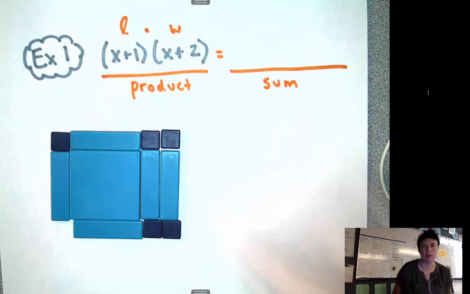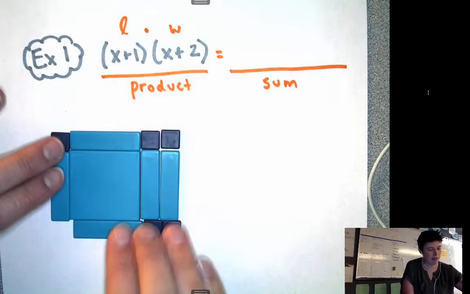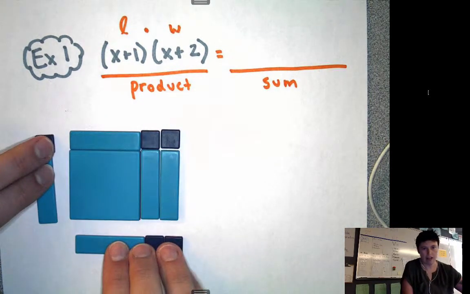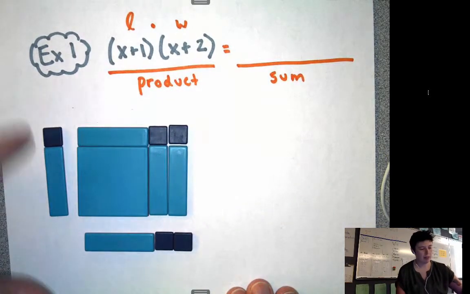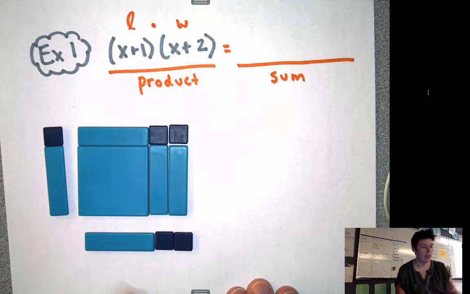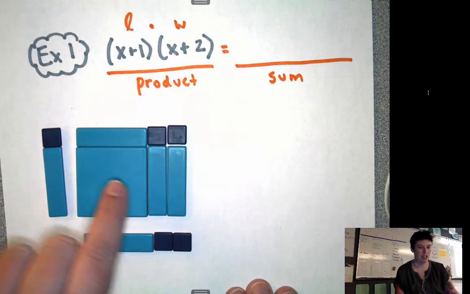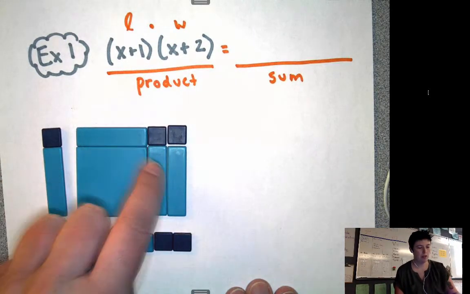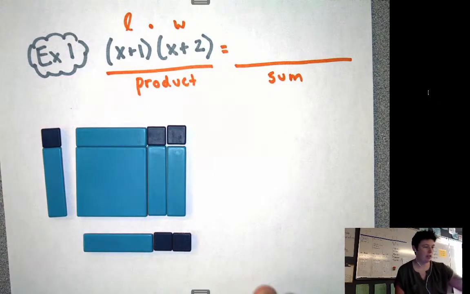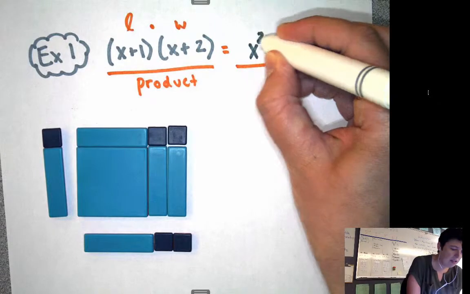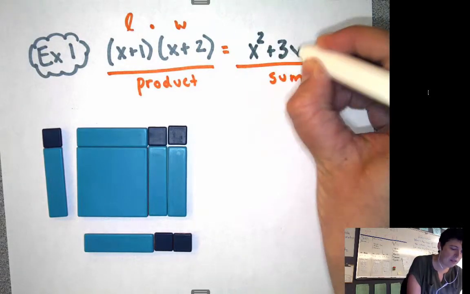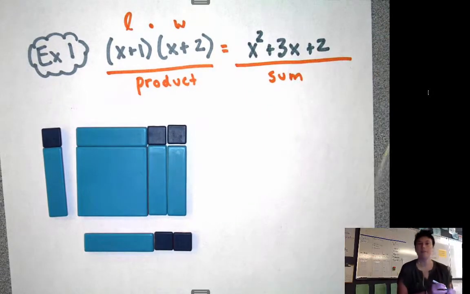And like I said, if you're watching this video, I hope you've done this process before. So I'm going to pull the length and width back off, and look what we've created. We've created a rectangle. The length is x plus 1, the width is x plus 2, and the inside is x squared plus 1, 2, 3 x's plus 2 units. So I already know my answer. My answer is x squared tile plus 3 x's plus 2 little units, and I've got that answer.